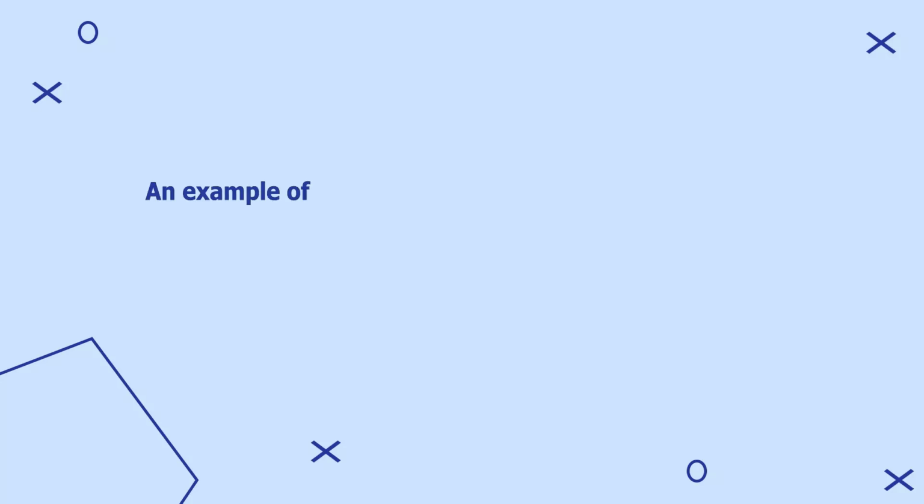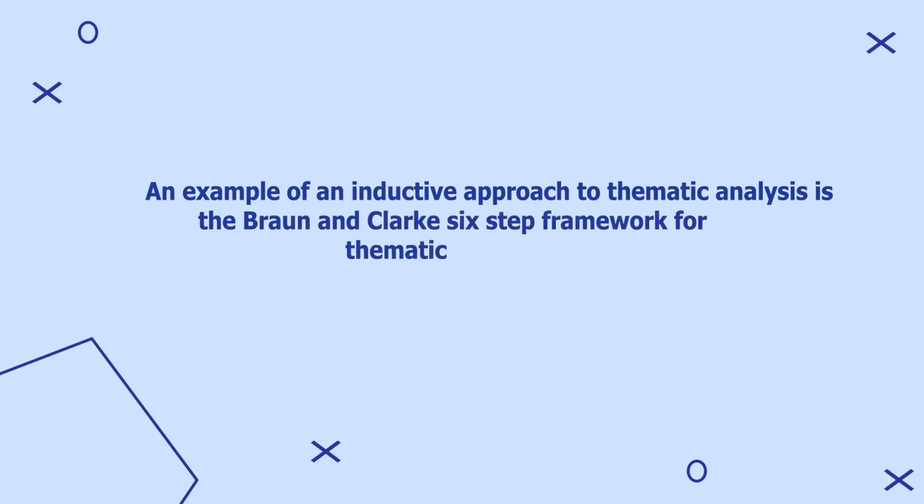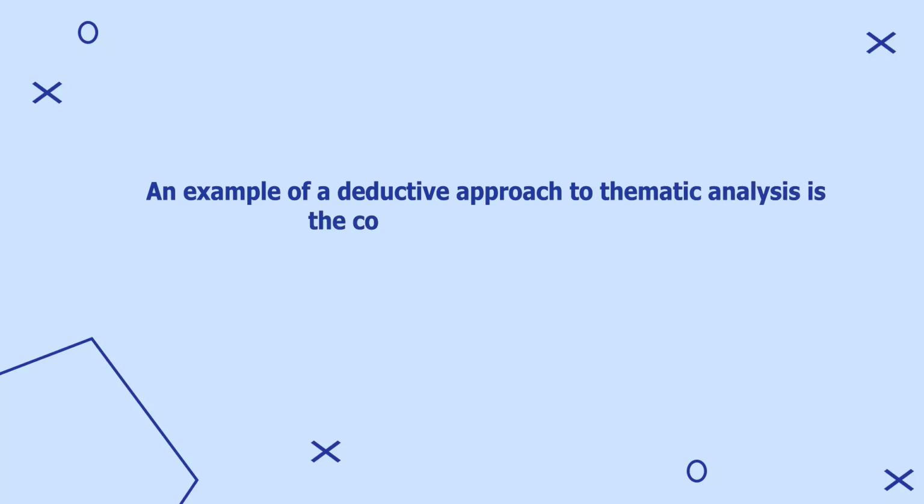An example of an inductive approach to thematic analysis is the Braun and Clarke 6-step framework for thematic analysis. On the other hand, an example of a deductive approach to thematic analysis is the codebook approach. Now, to understand more about the data analysis approaches that you can use in your qualitative study, such as inductive or deductive approach, watch this video.